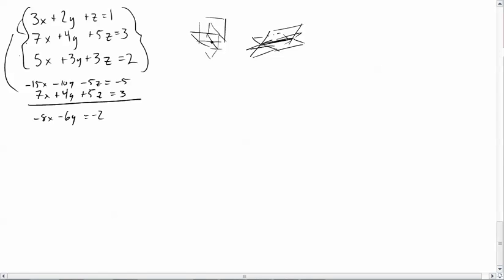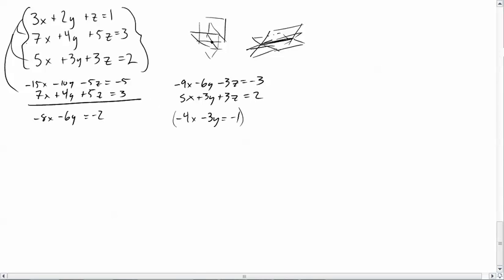Then we're going to do the same thing with the first and third equations. Again, I'm going to try to get rid of the z there, so I'm going to multiply by -3, so I'll have -9x minus 6y minus 3z equals -3, which will be combined with 5x plus 3y plus 3z equals 2, and that will give me -4x minus 3y equals -1.